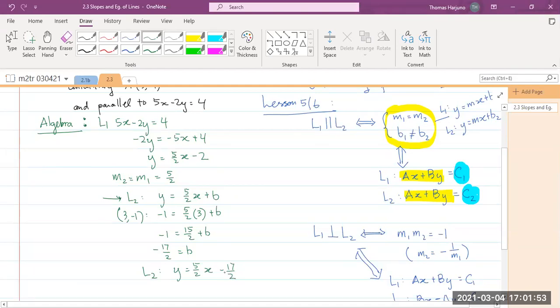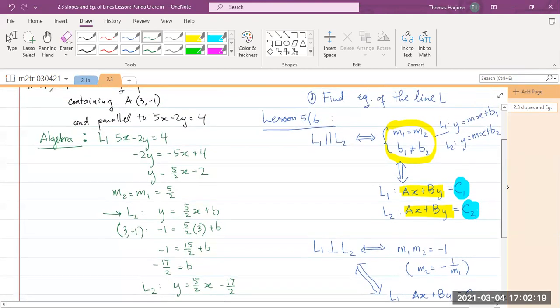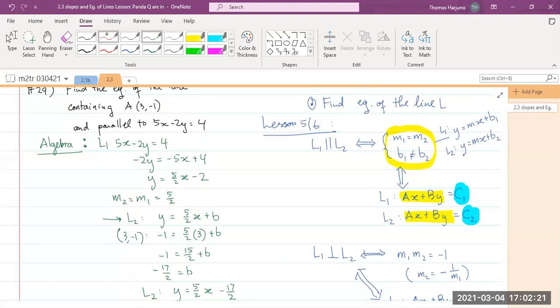And then, oh, Thomas will want it in standard form. So let me multiply by 2. Then move the constant to one side and the variables to the other side. That's how you do it, right? In the algebra way. Now compare that to the pre-calculus way of doing that.